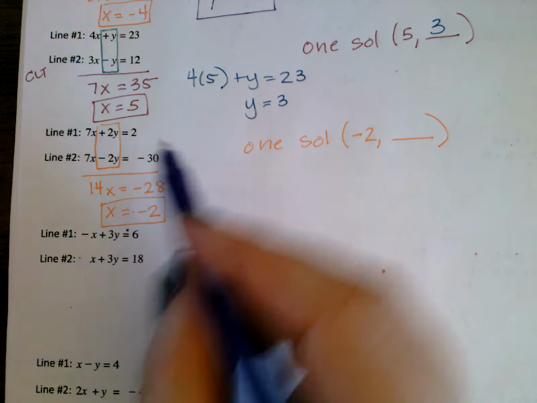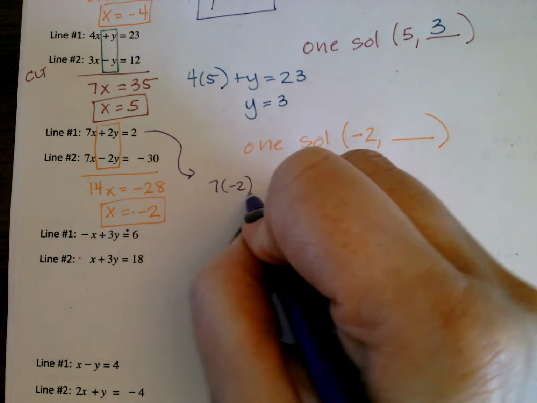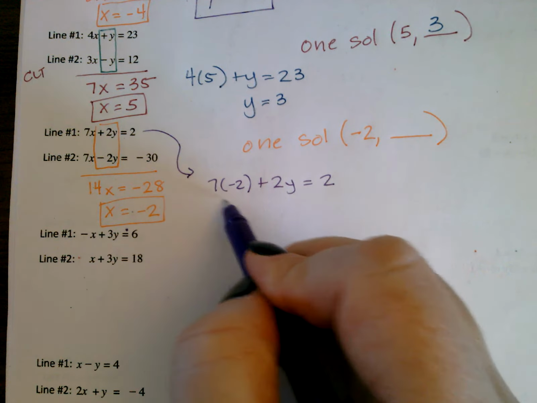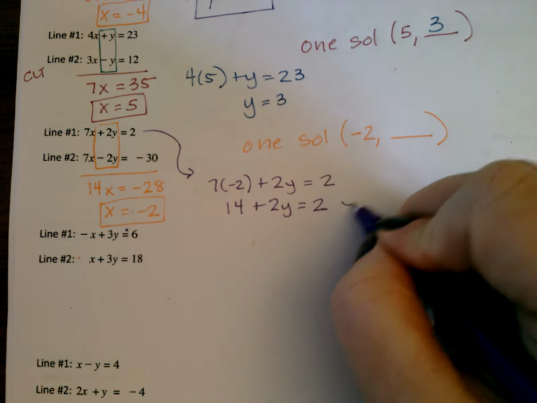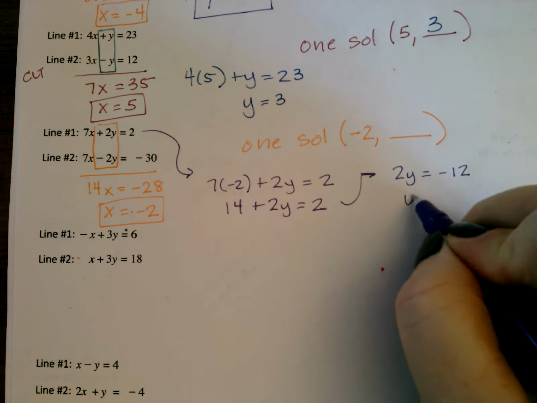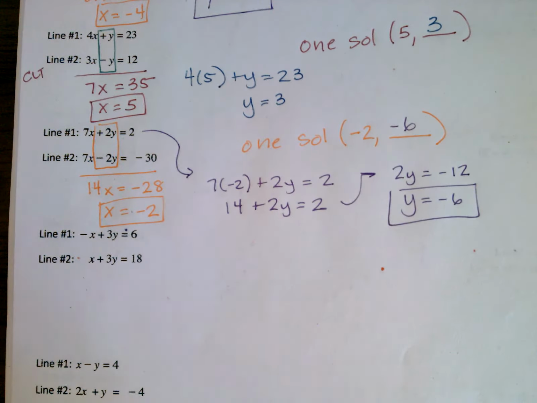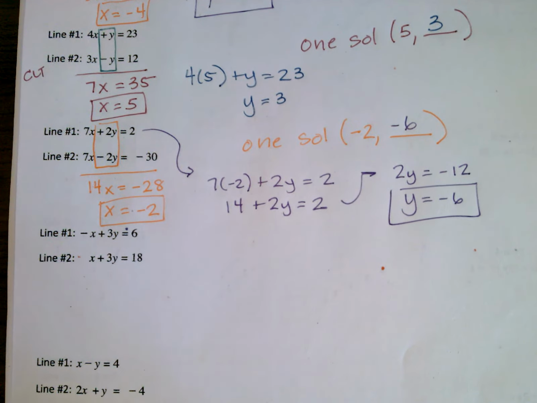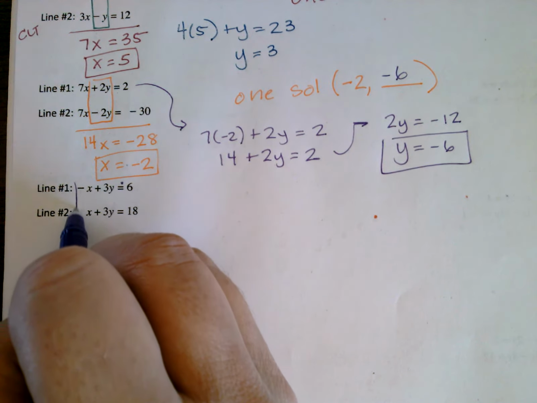Pick either equation, avoiding the negative signs. I'm going to pick the top equation. I would have 7 times negative 2 plus 2y equals 2. Two-step equation, that is 14. Subtract 14 from both sides, I would have negative 12. Divide by 2, I get negative 6. Those two lines would cross at the point negative 2, negative 6.